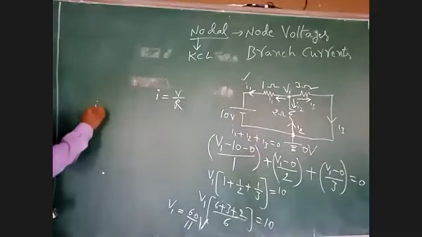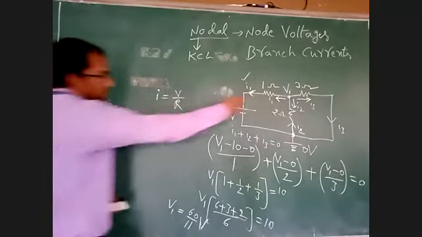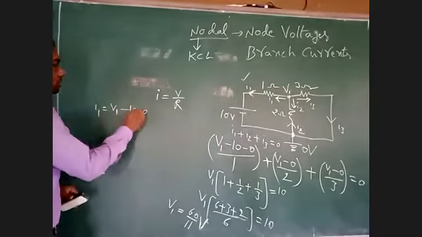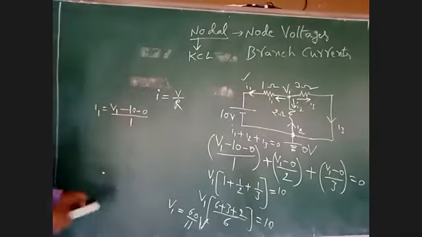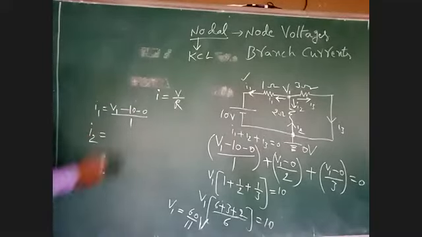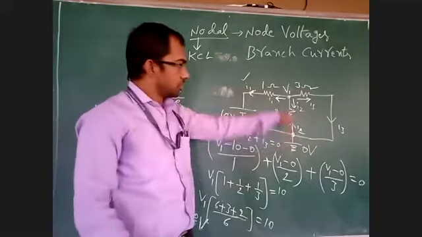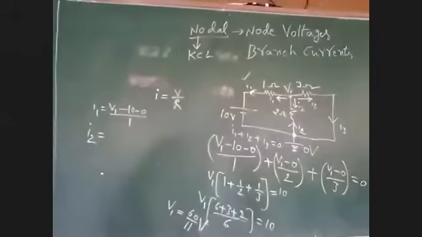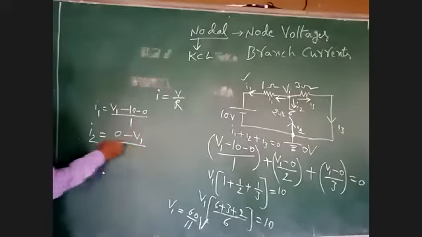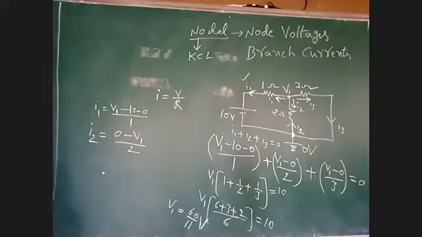Let us take I1 is equal to V1, a higher potential, so V1 minus 10 minus 0 divided by 1. This is our I1. Now come to I2. What is I2? I2 is flowing from 0 to V1. How will you write I2? Minus of V1 minus 0 by 2. 0 is a higher potential, so minus V1 by 2.